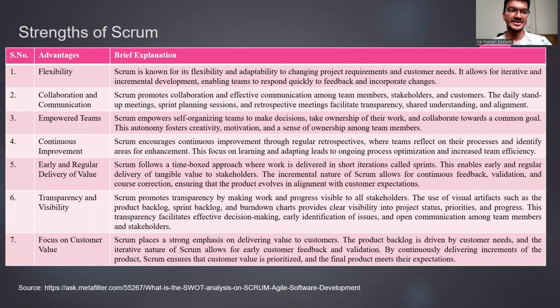Now, coming to collaboration and communication, Scrum encourages teamwork and good communication between the team members, stakeholders, and customers.